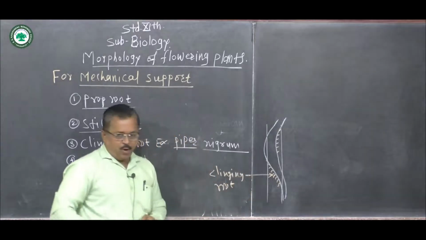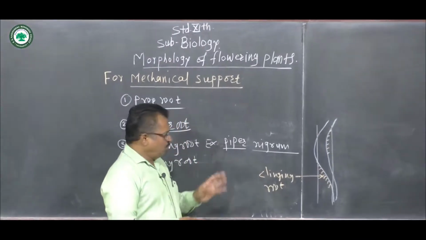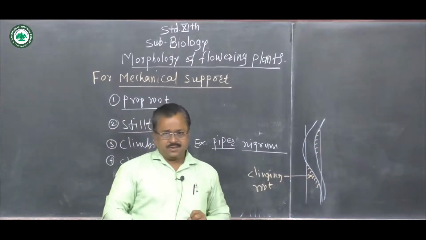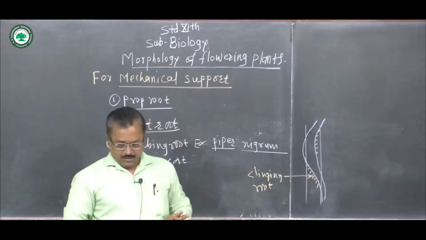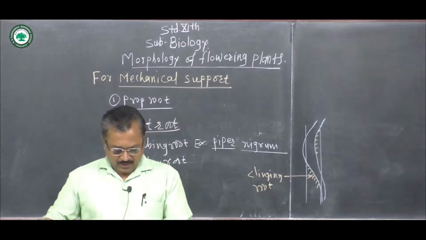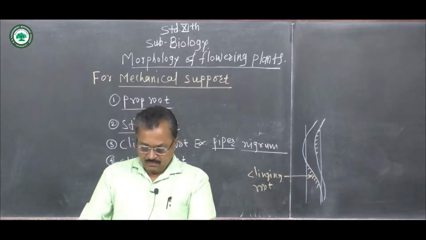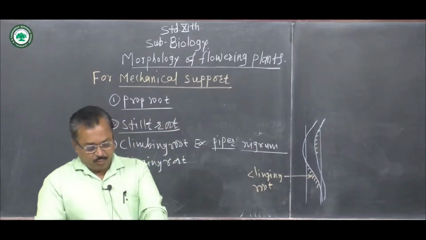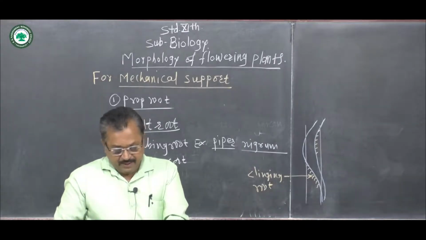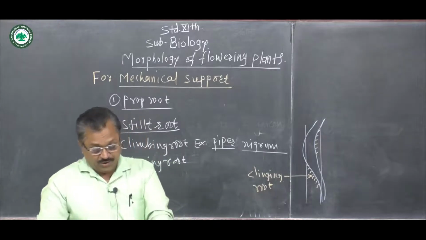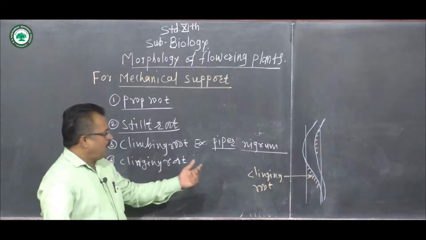They also grow on the walls of houses. These roots secrete a substance to attach to the walls of houses, like English ivy, Hedera helix. They develop such roots, and this substance enables the plant to get attached to the walls of buildings. Such roots are called clinging roots.